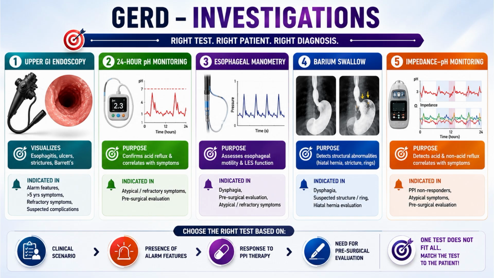Third, esophageal manometry. This assesses the esophageal motility and lower esophageal sphincter function. It is especially useful before anti-reflux surgery. Fourth, barium swallow. Useful for structural abnormalities like hiatus hernia, strictures, rings, etc. Fifth, impedance pH monitoring. This detects both acid and non-acid reflux. Very useful in PPI non-responders. So remember, no single test fits all patients. Investigations should be chosen based on the clinical scenario.